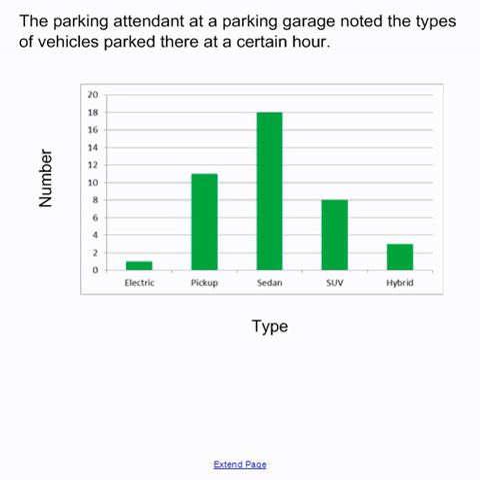So here's an example. A parking attendant at a parking garage noted the types of vehicles parked there at a certain hour. So here's a bar graph that shows electric cars, pickups, sedans, SUVs, and hybrids, and how many of them were parked there during this 1 hour.